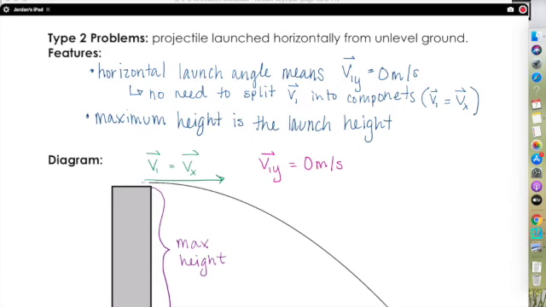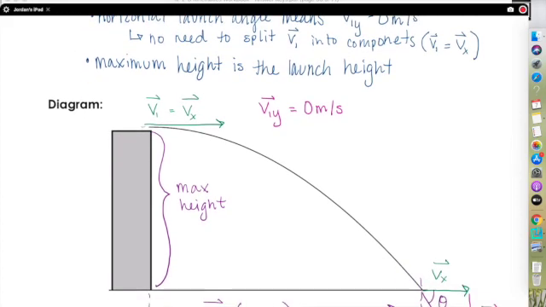From the top, if it was just dropped, it had an initial velocity of 0. Okay, so our vertical velocity is going to be 0. And there's no need to split v1 into components. v1 is just going to equal vx. Okay, so whatever it says the launch speed is, that's your vx. And the maximum height is the launch height, and that is not going to be a calculated component. It's going to be given to you in the actual problem.